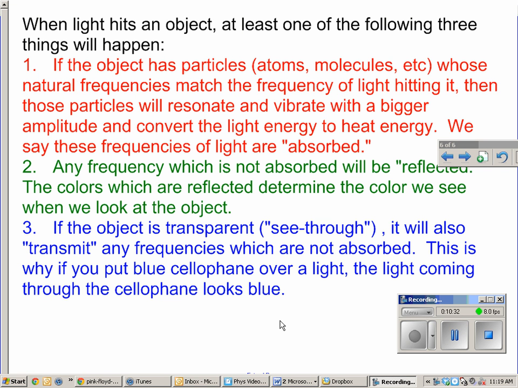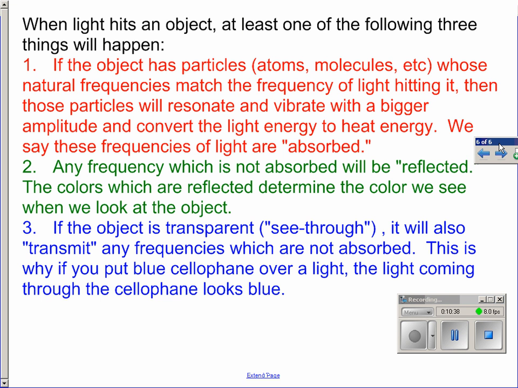All right. Now, what you see is determined by number 2. Any frequency that doesn't get absorbed is what gets reflected. Okay. The colors that are reflected determine the color that you see when you look at the object. So either the color is going to get absorbed or reflected. Okay. If it gets reflected, that is the color you see.